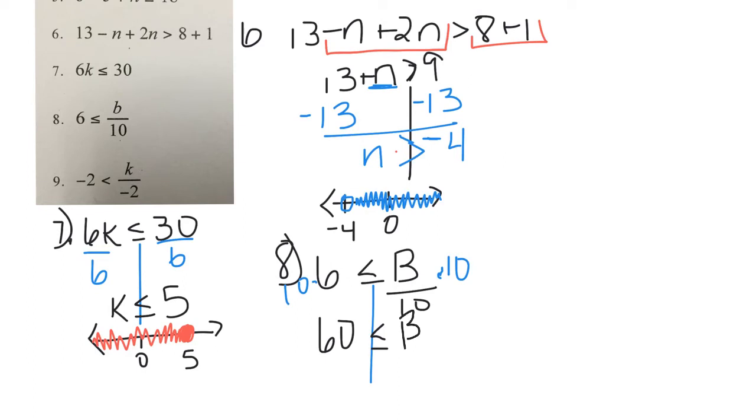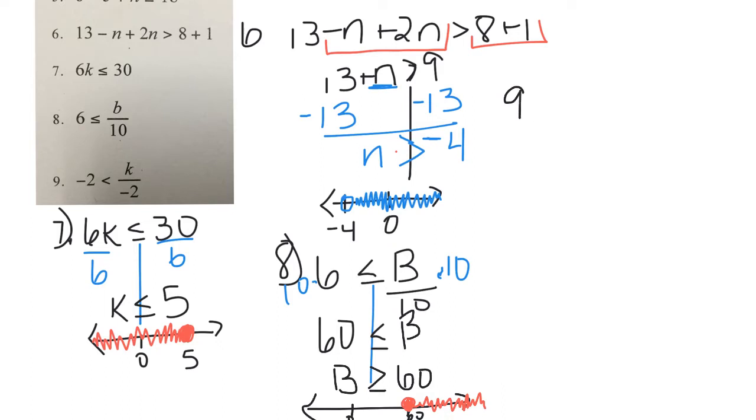Which means, if we flip it, I like my variable first, so I can shade it better. So 60 is less than or equal to b, which means b is greater than or equal to 60. And then I can draw that on the number line. 0, 60, and closed circle, greater than 60. 0 is definitely not greater than 60, so we're going to shade the opposite direction that the 0 is in.